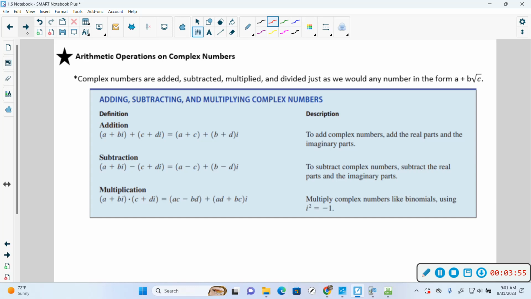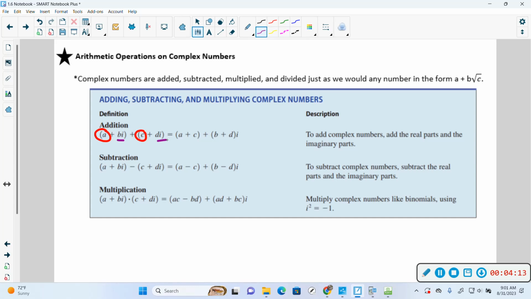If you're going to add or subtract, obviously, you're going to put the real parts together, like terms, and then you're going to do the imaginary parts. That's all it is. Keep your like terms together. No mixing and matching. Don't combine a real with an imaginary.